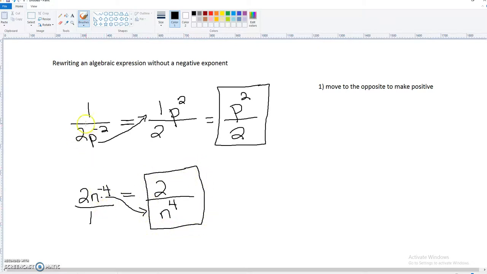So if it's negative on the bottom, you'll move it to the top and make it positive. If it's on the top, then you'll move it to the bottom and make it positive.